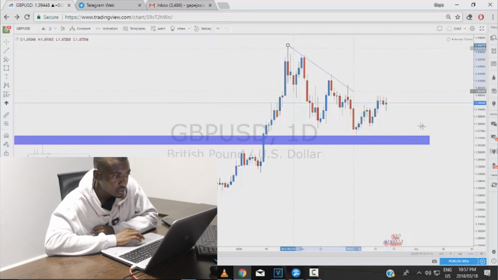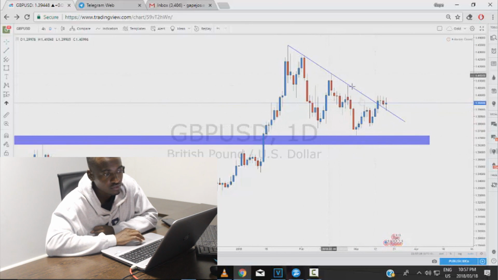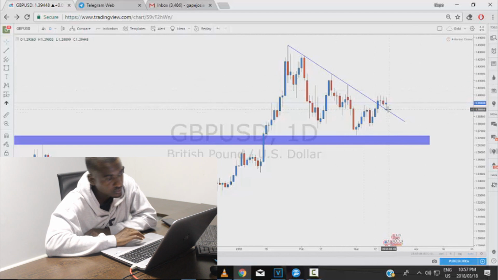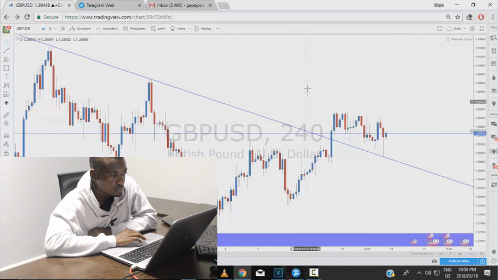Why I'm saying that is because I'm seeing this beautiful pattern right here, which is the flag: uptrend, flag or correction, then uptrend to make higher highs. So right now we broke out from our trend line that's been holding for the past few months. We broke out of it, so we came to retest it. So from now on, for me, I assume that the only way is up.